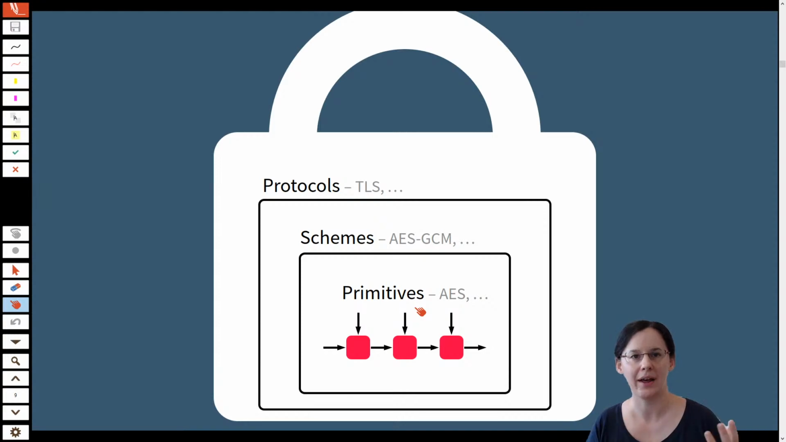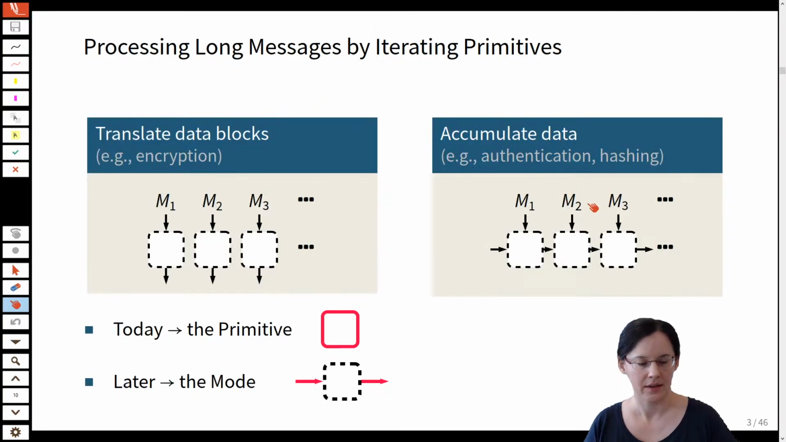And to be able to apply it to any useful data, we need to build the scheme on top, which also has a security level like 128 bits, but is able to process the long thing. So the typical tasks of a primitive are, as I said, either to translate data blocks or to accumulate data. And the idea is that today we want to talk about what's inside the boxes, so the primitives, and we will start talking about the modes sometime later. I think it's in the last week of October that we start talking about that.